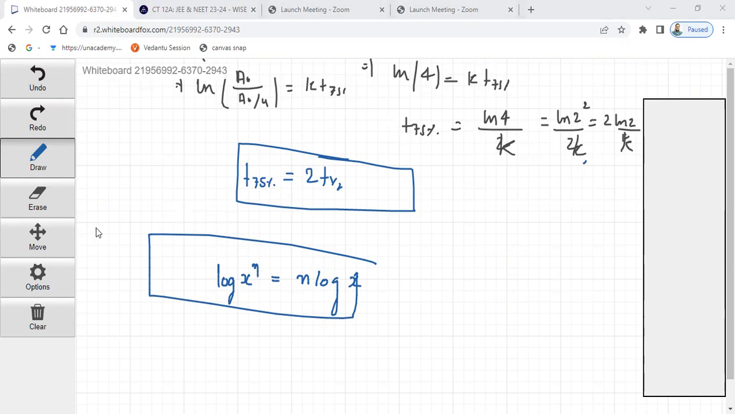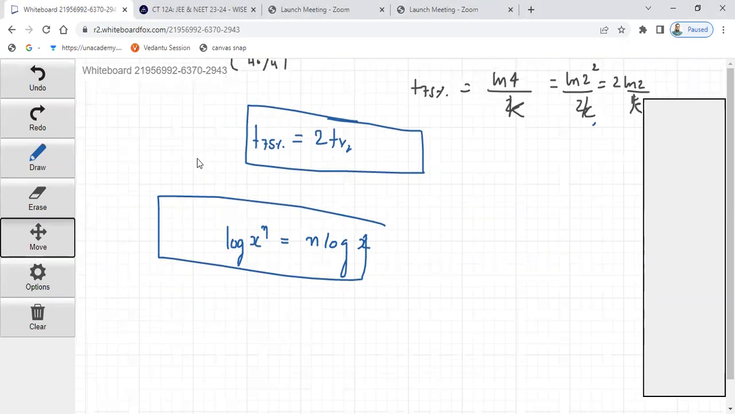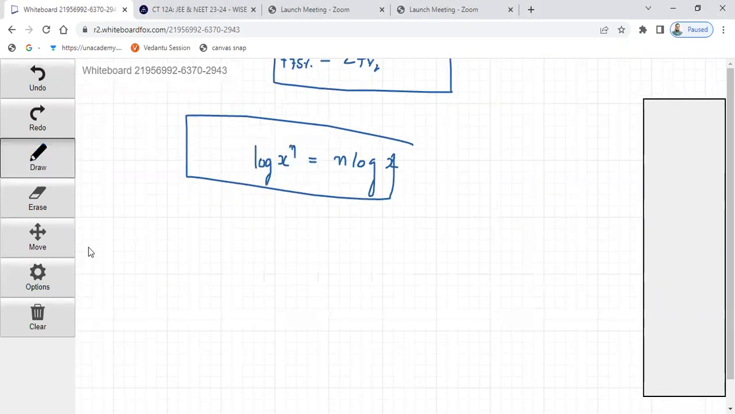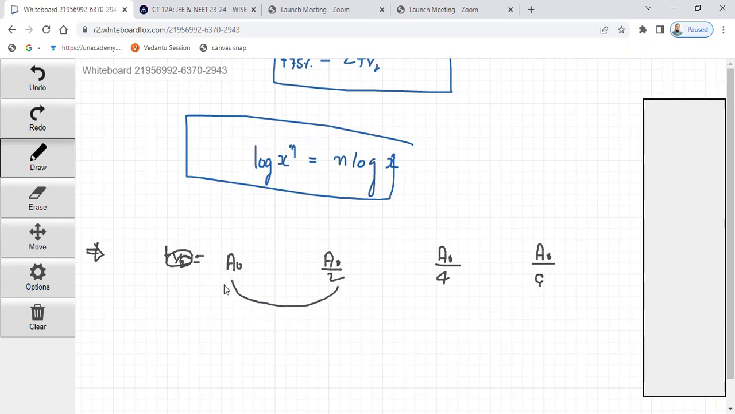Okay, no. After that, we conclude the topic. After the conclusion, we get the result. Suppose this is the concentration A naught. This concentration is A naught by 2. This concentration is A naught by 4. This concentration is A naught by 8.